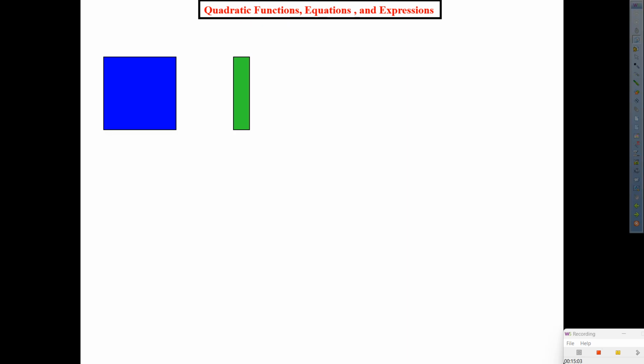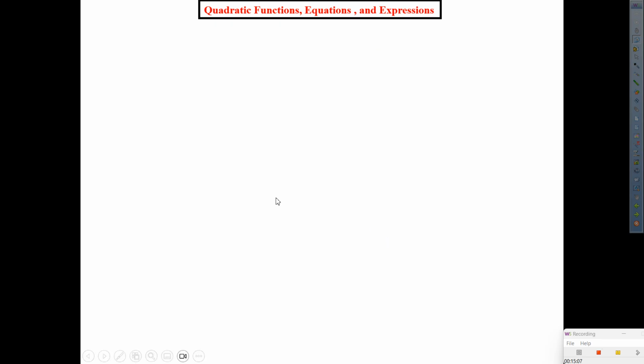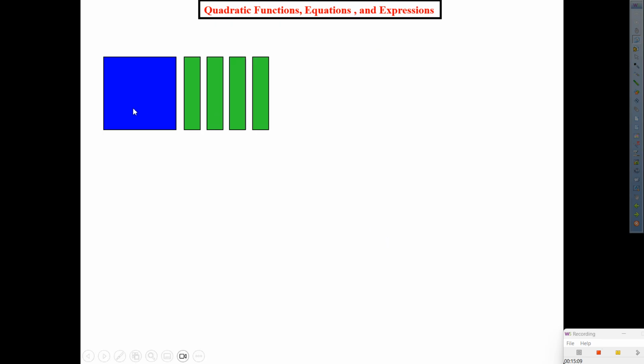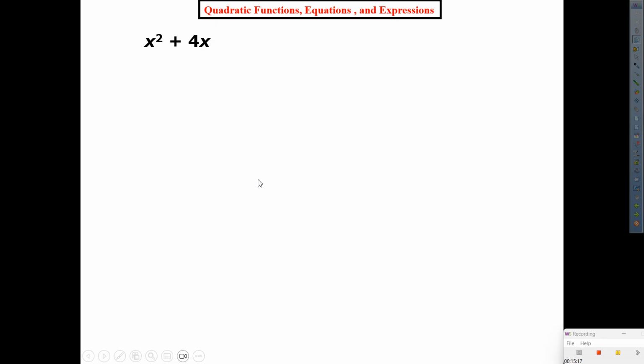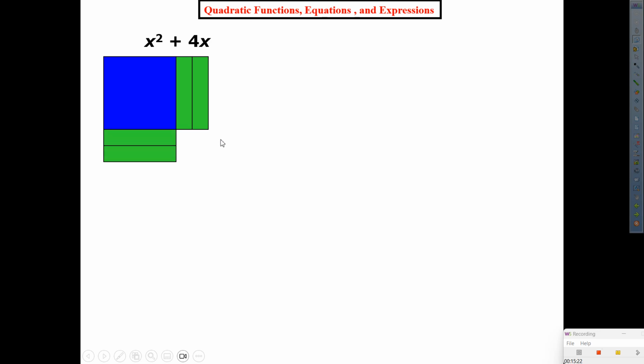I did these, and I said this is x squared, this is x, this is 1. Then I gave you guys these, and I said, what is this representing? You said it's representing x squared plus 4x. From there I asked, how can I make this into a bigger square? So I said, I put the square here, 2 rectangles on this side, 2 rectangles down here, and all I need to do is do what?